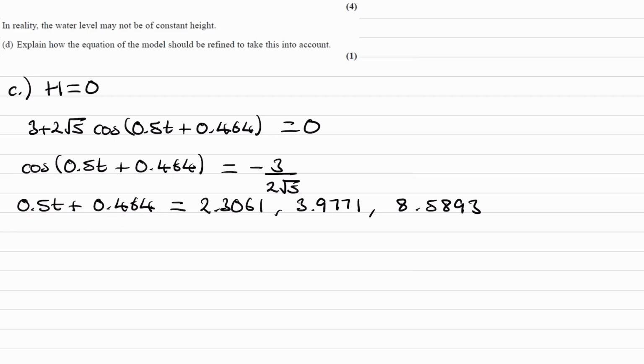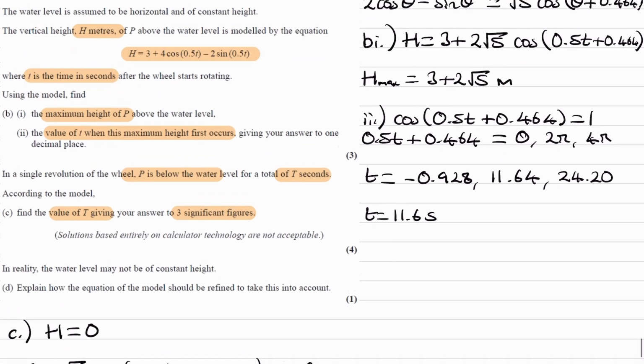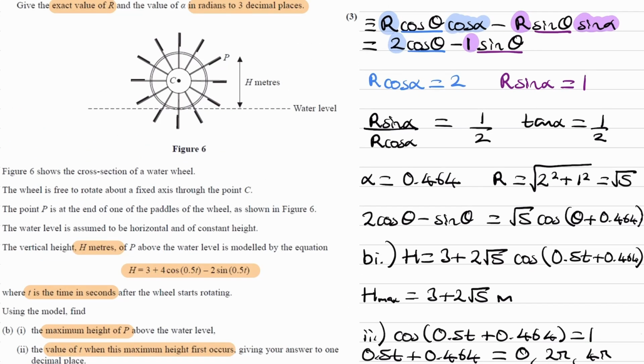and then divide by 0.5. And if we do that to those 3 values, we end up with 3.6842, 7.0261, and 16.2506. So what we've worked out here, again, are the times when point P is at the water level. So when point P is here or here, it's not the time that it takes to go from one point to another, it's just the times when it is at the water level.